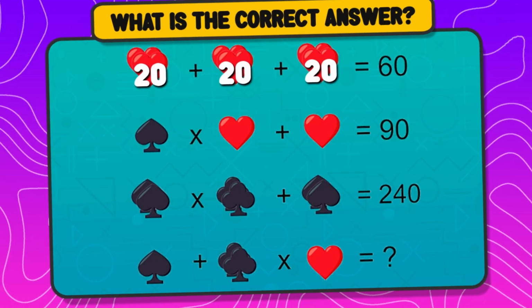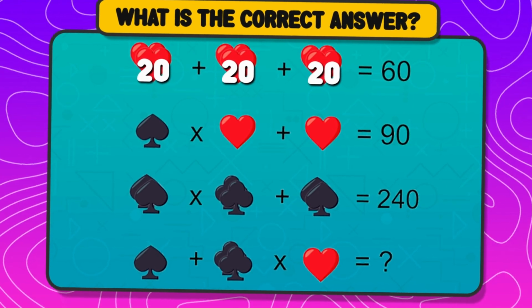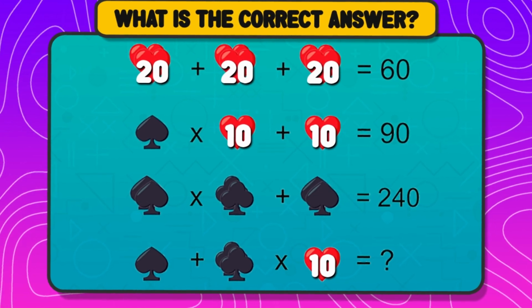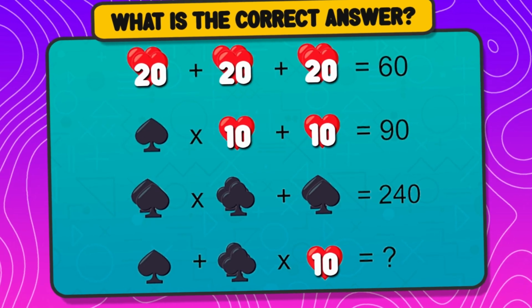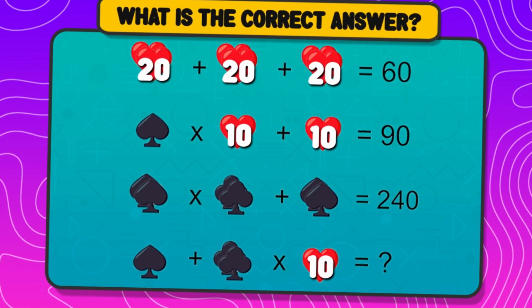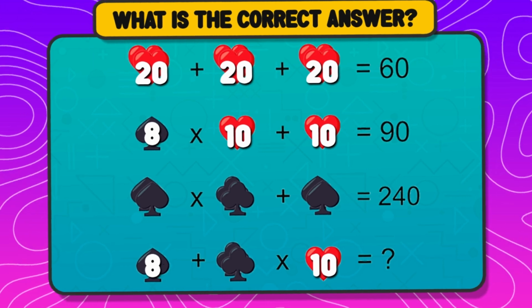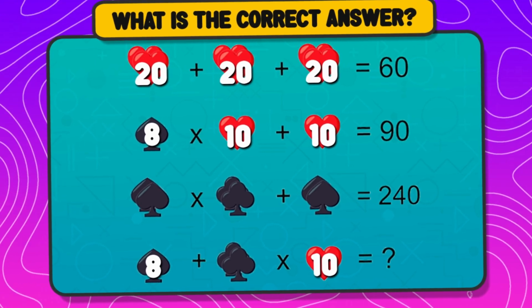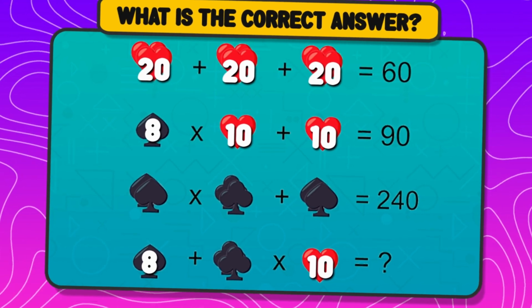We know that 1 hearts corresponds to the digit 10. Therefore, we need to divide 80 by 10, giving us 8. This means spades is the digit 8. In the third line, the answer is 240.